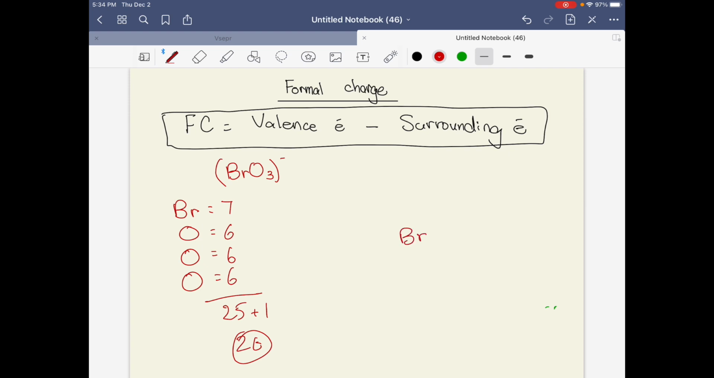Br will be your central atom. And you're going to connect Br to 3 oxygen. And then you make sure that everybody is surrounded by 8. There. BrO3. Okay. Pause this video. Do formal charge. Okay. I'm sure you unpause.